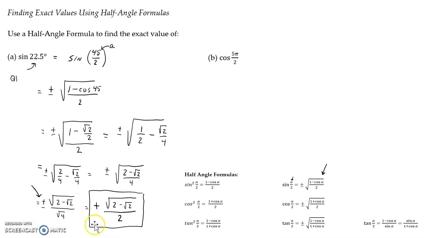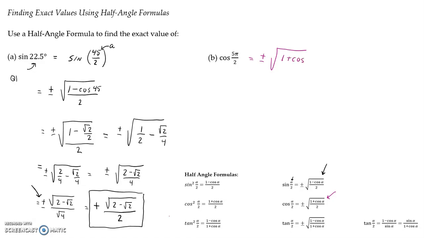Now let's look at part B. On this one, we want to find cosine of 5 pi over 2. So let's look at our formulas. We're going to be using this one here in the middle. And so we're going to rewrite this as plus or minus square root of 1 plus cosine.